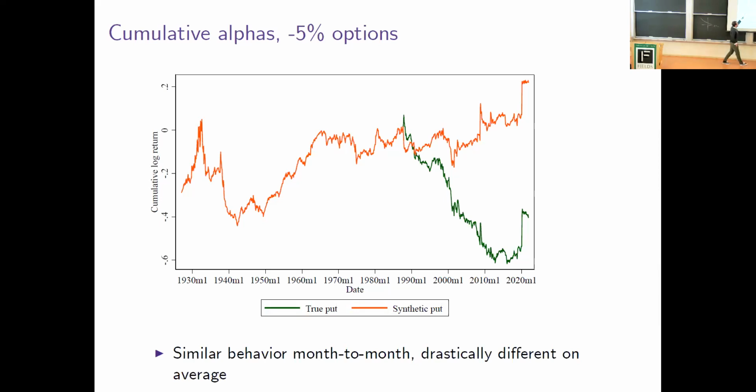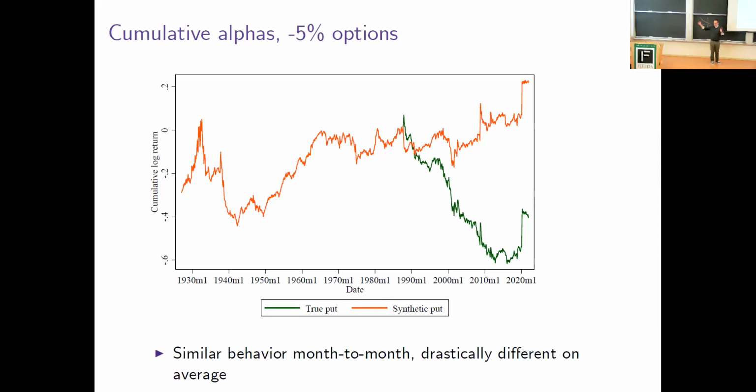The orange line is the cumulative alpha from writing a synthetic put. There's basically nothing. It looks like a random walk, like it should. It adds up to essentially zero. It might even have a slightly positive drift. You actually made some money over this period by writing options synthetically.